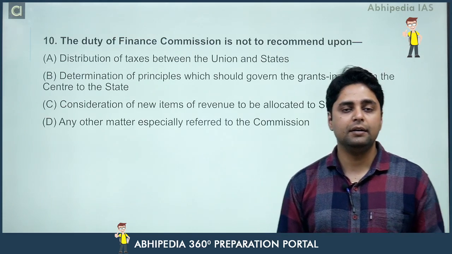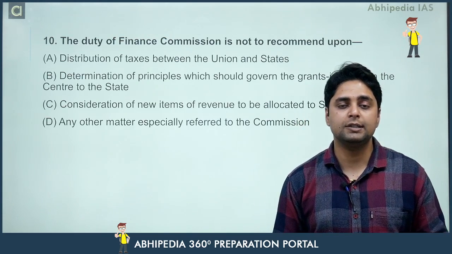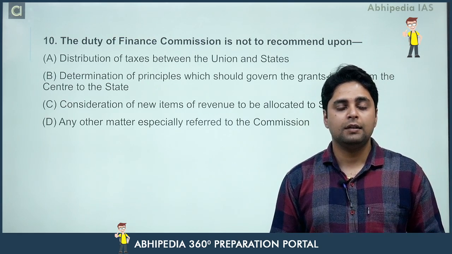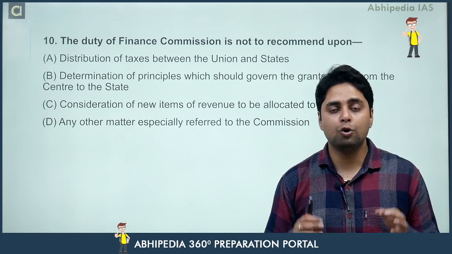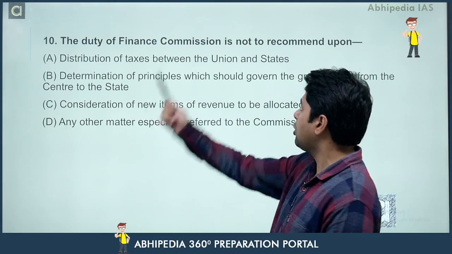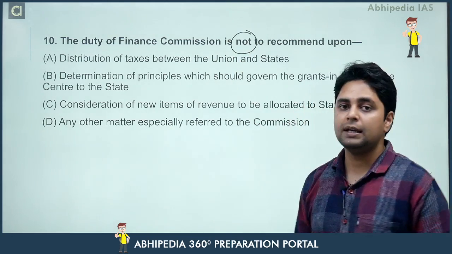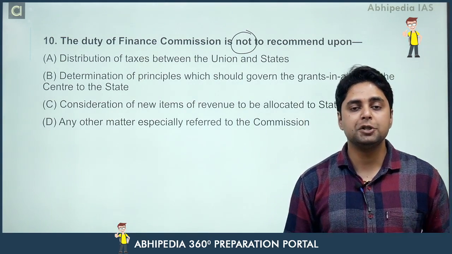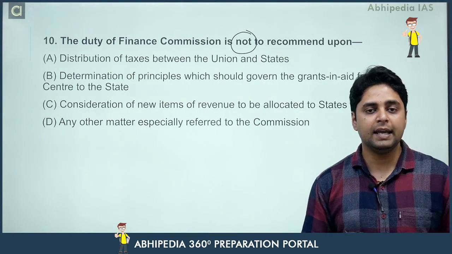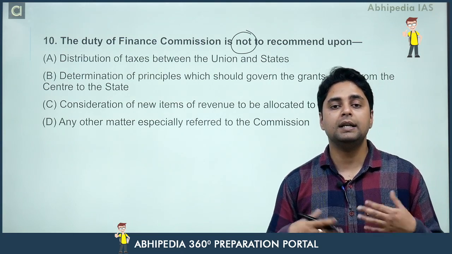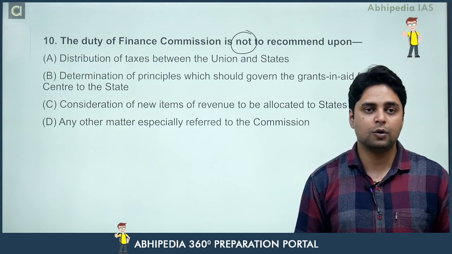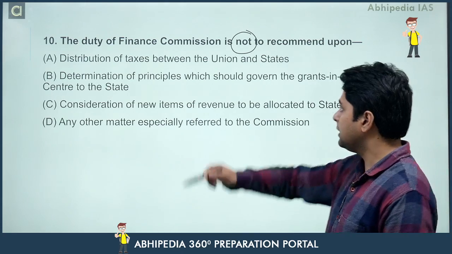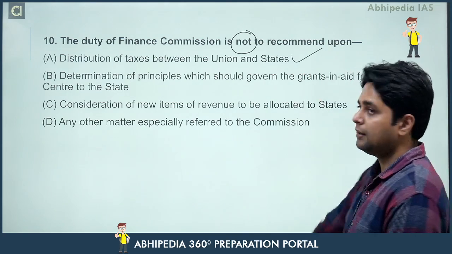Last question number 10. The duty of finance commission is not to recommend. So financial administration का important part होता है. The key word here is not. इसका सिंपल मतलब ये है कि इनमें से 3 ऐसे ऑप्शंस हैं जिन्हें फाइनेंस कमीशन रिकमेंड करता है, लेकिन एक ऐसा है जिसे फाइनेंस कमीशन रिकमेंड नहीं करता और नहीं कर सकता. वो कौन सा है? A, distribution of taxes between the Union and states. ये तो फाइनेंस कमीशन का ही काम होता है.